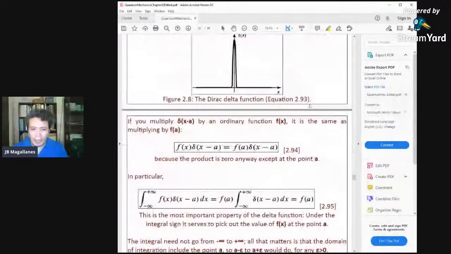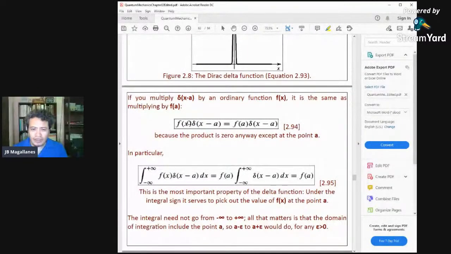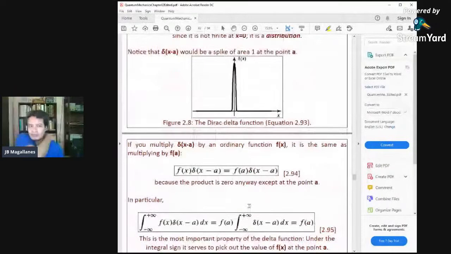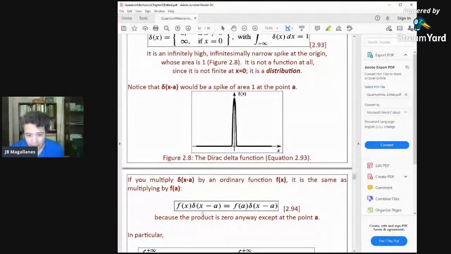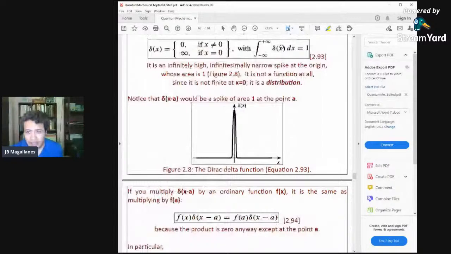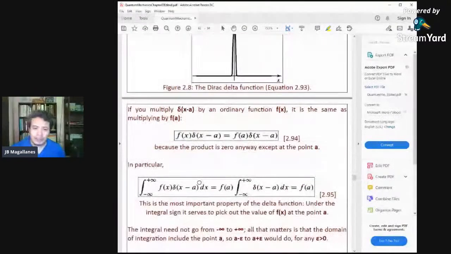So it has some properties. If you multiply a function f of x to delta of x minus a, by the way, the difference between delta of x minus a and delta of x is that for delta of x, the infinity is at x equal to 0. Here, the infinity is at x equal to a. So if you multiply a function f of x to delta of x minus a, it gives you just the function evaluated at x equal to a times the Dirac delta function x minus a.